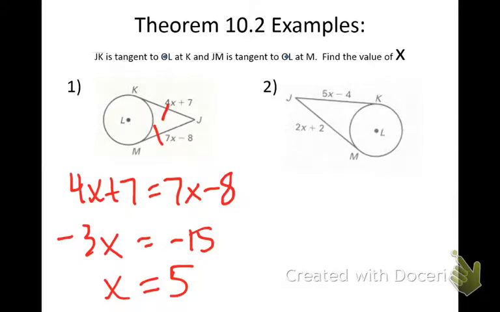Okay, number 2, it's the same thing. We'll just set it up. These two segments would be equal, so it would be 5x minus 4 equals 2x plus 2, and then solve. Okay, and you solve that. Any questions on 10.1? Okay, let's go to the next section then, 10.2.